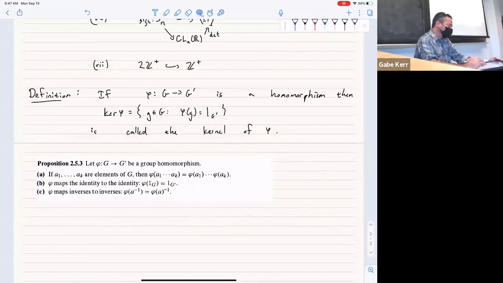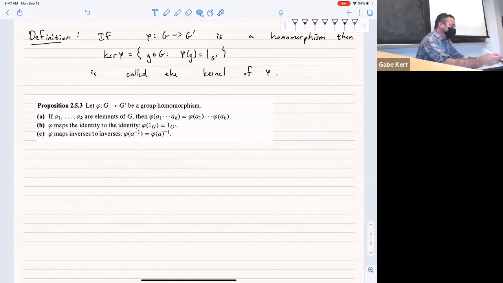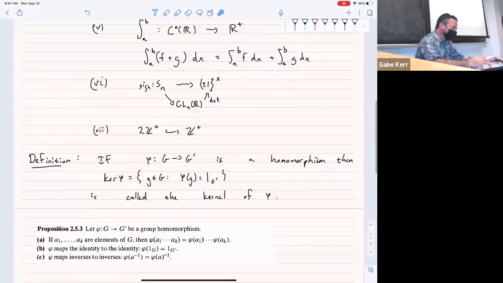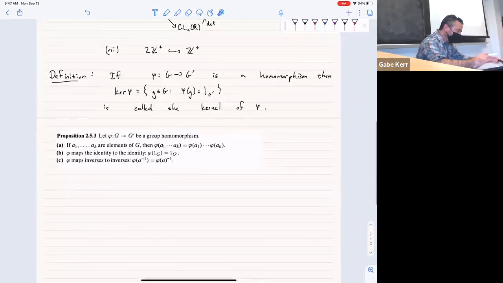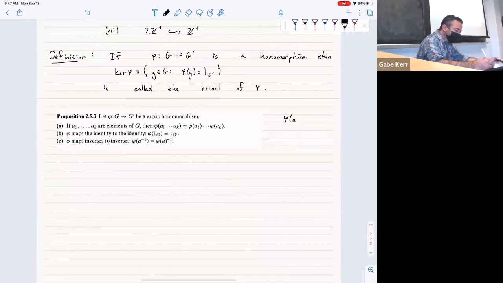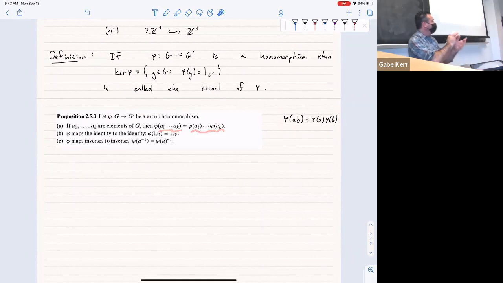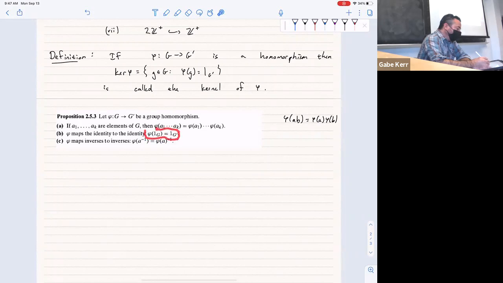This is a fairly elementary proposition. It's just saying that this defining property, phi of AB equaling phi of A times phi of B, we don't need to have just two elements that we compose. We can compose as many as we want, and phi, in a sense, distributes through as many products as we want. We know that the identity will always go to the identity, and we know that inverses will go to inverses.